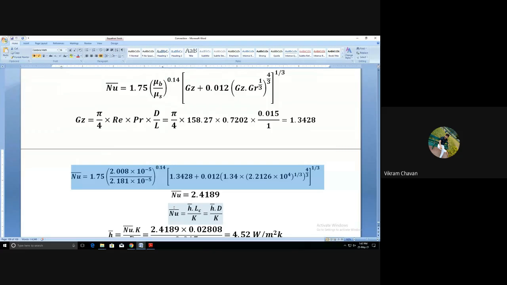Grashof's number raised to 1 by 3 is there, so we have to consider the bracket raised to 1 by 3. Bracket complete and it's raised to 4 by 3. Then square bracket complete and it's raised to 1 by 3. So do proper calculation and calculate the average Nusselt number and put up your value in the chat box. I'm getting the average Nusselt number as 2.4189. Please check whether you are getting the same value or not. If you have any different value, then you can comment in the chat box.